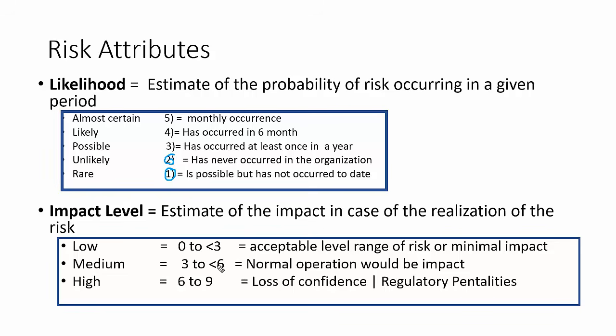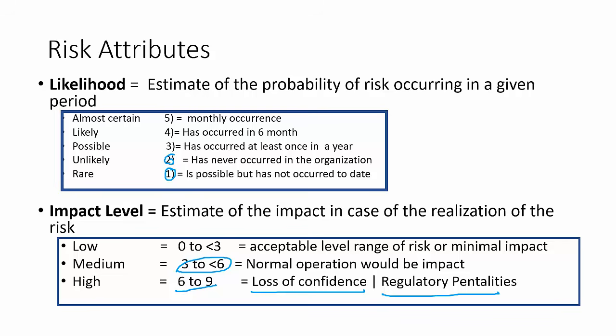So here you can see the high is basically 6 to 9. It means there is a virus occurs every month, and the impact is basically disclosure of data, and because of that there is a loss of confidence and there is a regulatory penalty we need to pay. So impact is basically high, so we give the rating between 6 to 9. Virus attack, it impacts the normal operation, so medium impact is there, 3 to 6. Acceptable level of risk within a tolerance level, we give the low. So this is how we basically measure.